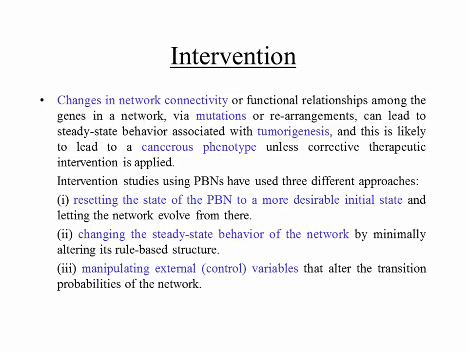And then the last one is manipulating external control variables that will alter the transitional probabilities of the network. That is the probability of the network going from one state to the other. That will depend on external variables, like if you're treating cancer, you're giving chemotherapy, you're giving radiation and so on. The evolution of the genes is not going to remain the same when you apply treatment versus when you don't do anything.